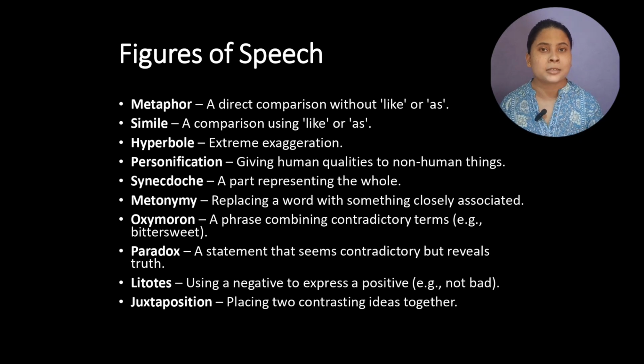For example, as brave as a lion. For example, she is as brave as a lion means we are comparing her bravery to a lion, but with the words as or like. Next, we have hyperbole. So hyperbole is when we extremely exaggerate something.